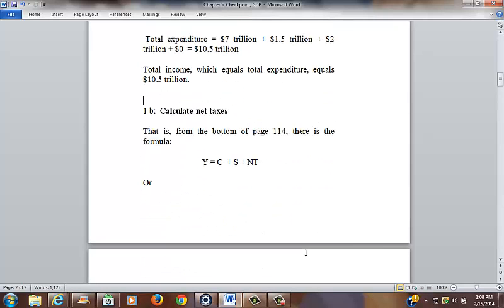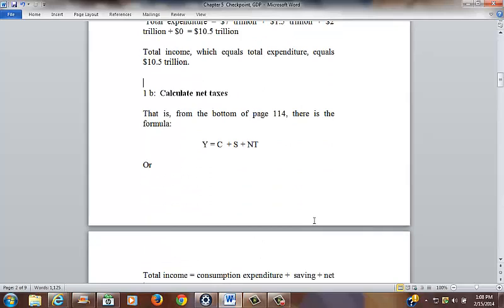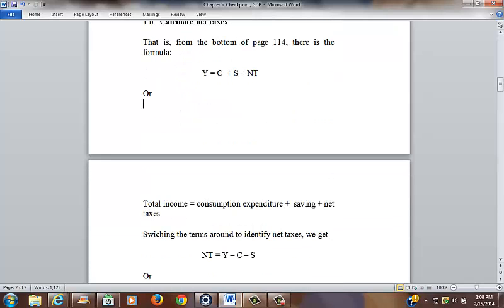For 1b, to calculate the net taxes, the formula is given on the bottom of page 114. The formula is Y equals C plus S plus NT, or the total income equals consumption expenditure, that's C, plus saving, that's S, plus NT, or net taxes. Then you have to switch the terms around by subtracting the terms.